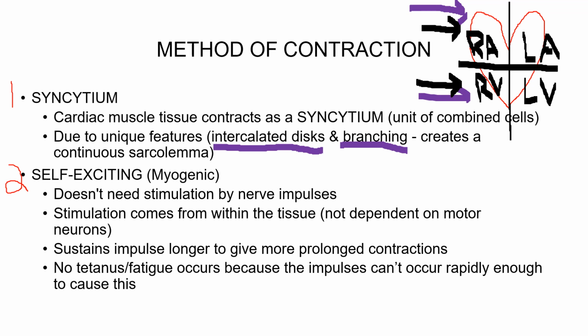Now another cool feature of cardiac muscle is it is self-exciting, which means it doesn't always need to be stimulated by nerve impulses. So you see the cartoons or the movies where the person rips somebody's heart out of the chest and the heart's still beating. Can that happen? Yes, it can for a little bit, for like 30 to 60 seconds, and then it will die. So I don't want this slide to be misleading. It doesn't need stimulation by nerve impulses for a little bit. It can beat on its own, right?